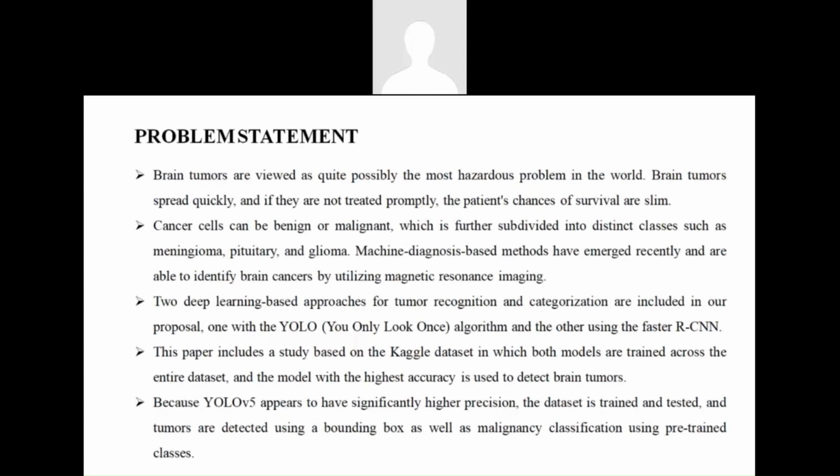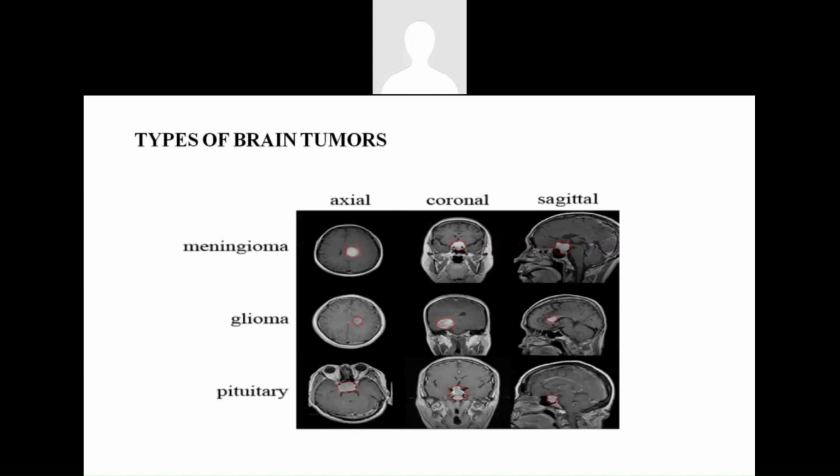We can see the types of tumors here: meningioma, glioma, pituitary. Our tumors are classified into four types: first meningioma, glioma, pituitary, and then healthy, meaning no tumor, a healthy brain.